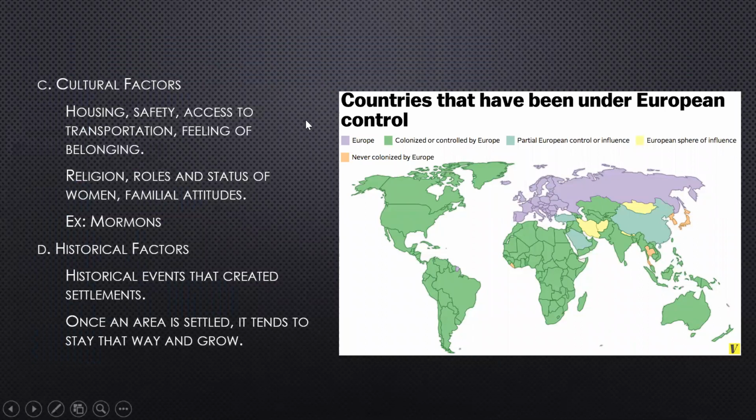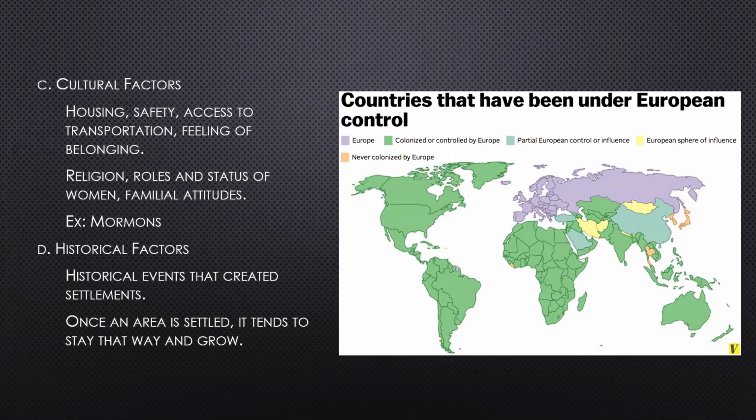We've also got cultural factors that determine where people live. People look for housing availability, safety, access to transportation, a feeling of belonging, whether that's through religion, roles and status of women, familial attitudes. So you can think of the Mormons. Think back to U.S. history.